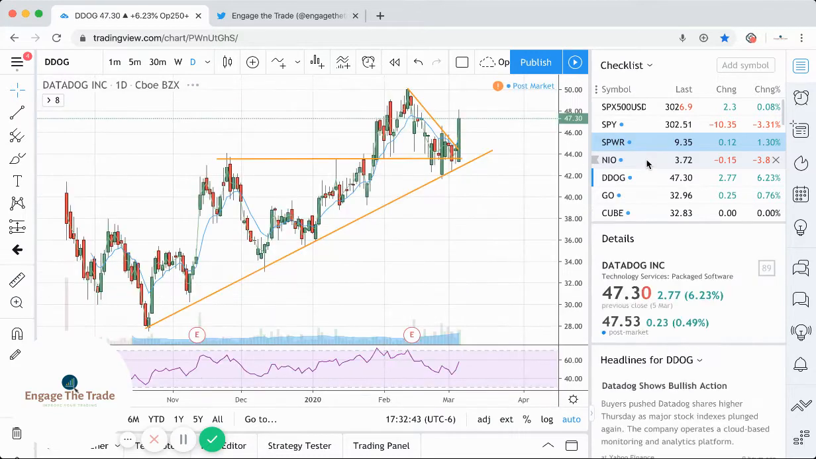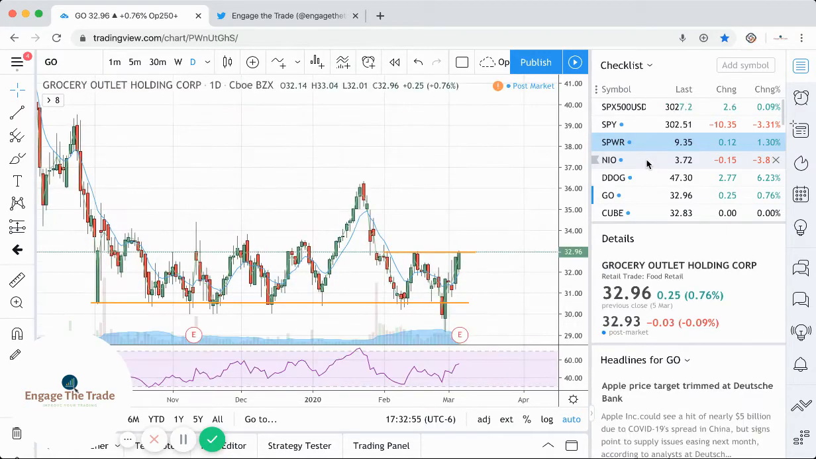Again, no gap ups. I'm not playing those in this market, especially if it gaps down and then tries to test that and breaks out, I would try that. So we'll see.